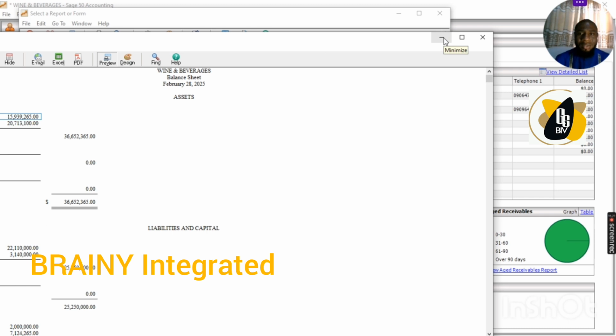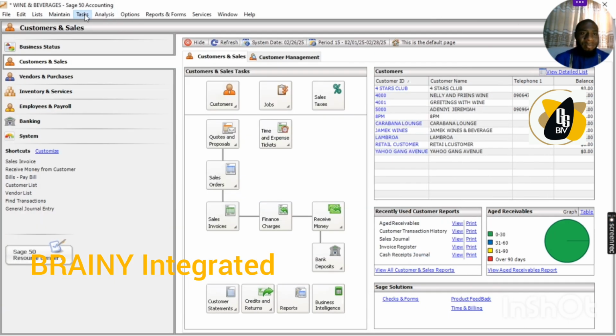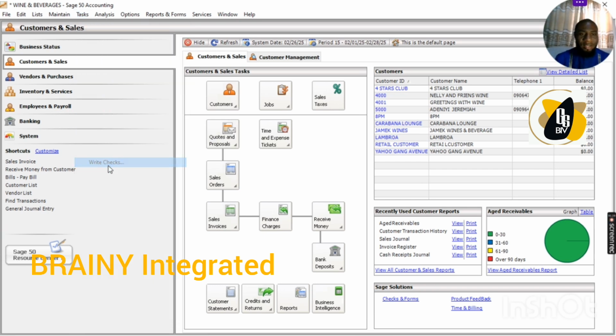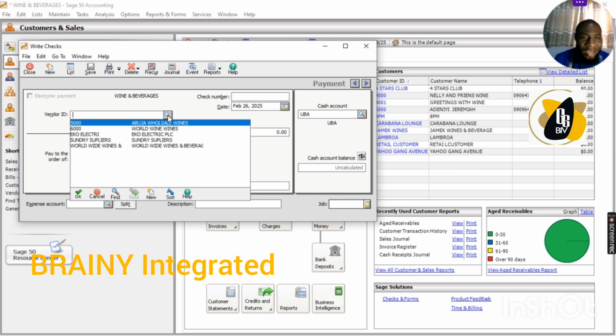Now let us go and make payments of that as well. Let us go and make payments for repairs and maintenance. I'm going to go to task and I'll click on write checks. Okay, so repairs and maintenance. Do we have any repairs and maintenance? Let's say the repairs and maintenance guy. This vendor account is the vendor that did the job for us.